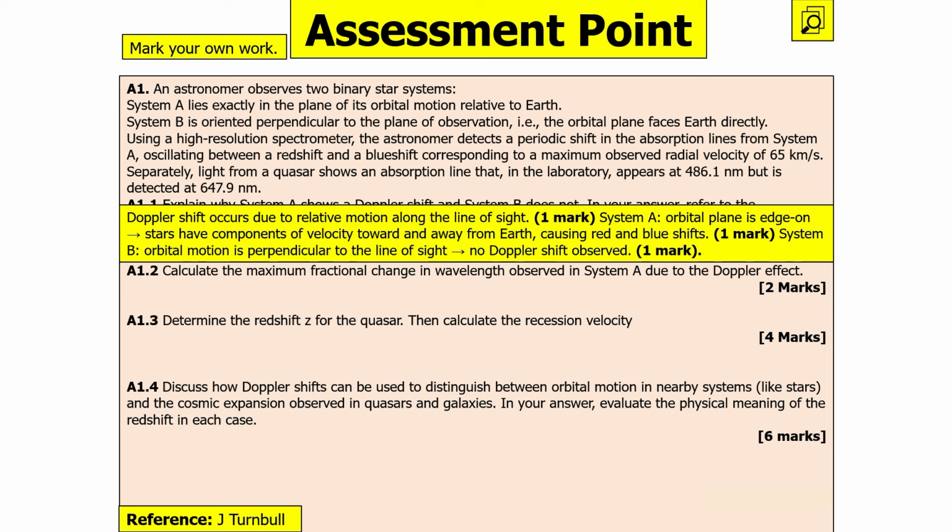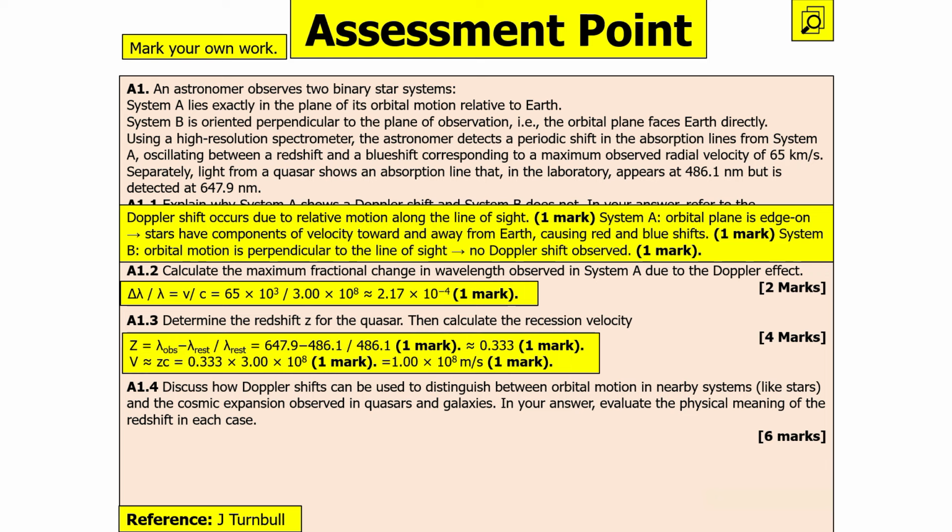In our first one, Doppler shifts occur due to the relative motion along the line of sight. System A has the orbital plane edge on, so stars have components of velocity towards and away from the Earth, causing red and blue shifts. System B, the orbital motion is perpendicular to the line of sight, so no Doppler shift is observed. We know change in lambda over lambda is equal to v over c, so the maximum fractional change is going to be v over c, so it's 2.17 times 10 to the minus 4.